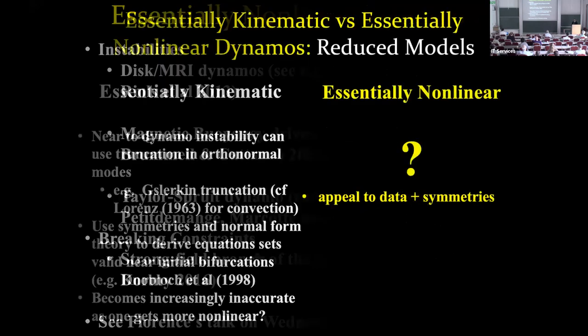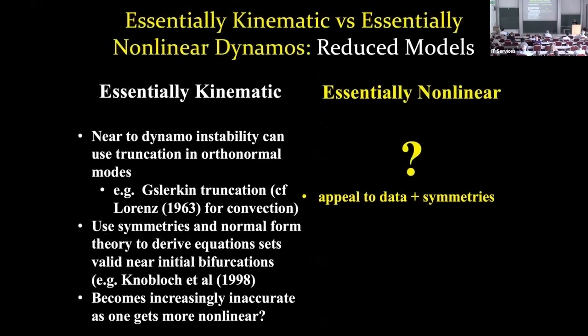Okay. So what would you do to generate a reduced model in these two different dynamo regimes? Well, if we're essentially kinematic, it might be a bit easier because we're somehow near to the dynamo instability, or we could be. We could fix parameters such that we're near to the dynamo instability. And we could use maybe some truncation in orthonormal modes. It's something we've all done.